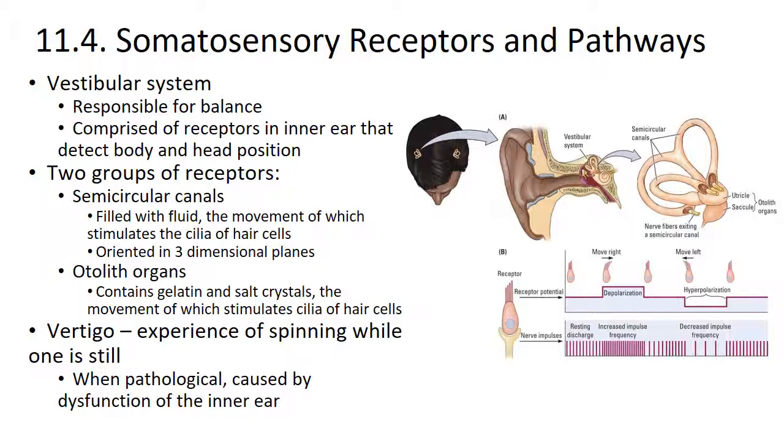And then there's the otolith organs, which contain a gelatinous substance as well as a type of salt crystal. The movement of this stimulates the cilia of hair cells as well, and also gives information about body position and head position. You might be familiar with vertigo, which is the experience of spinning or the world moving when one is sitting still. This is associated with a number of different disorders, but when it's pathological, so some people have chronic vertigo, it is caused by dysfunction in the vestibular system in the inner ear.